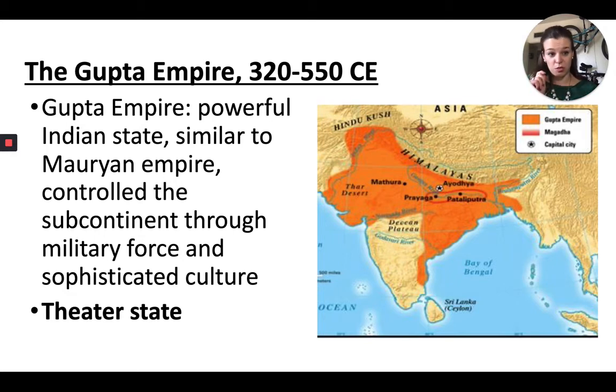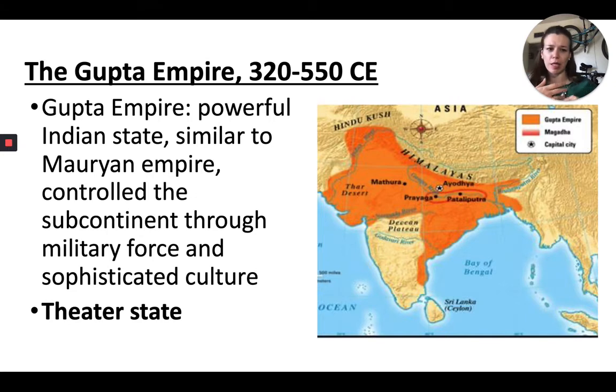So, this is one that I don't have printed on the screen here, but I want you to write it down. So, a theater state is a historian's term for a state that acquires prestige and power by developing attractive cultural forms and staging elaborate public ceremonies. Let me say that more simply for you. A theater state is a term that historians use to refer to political states that are more show than substance.